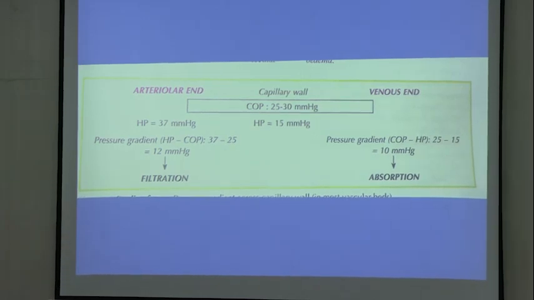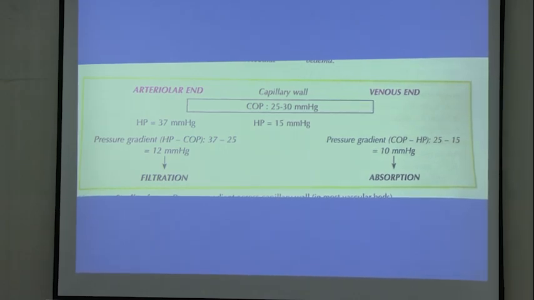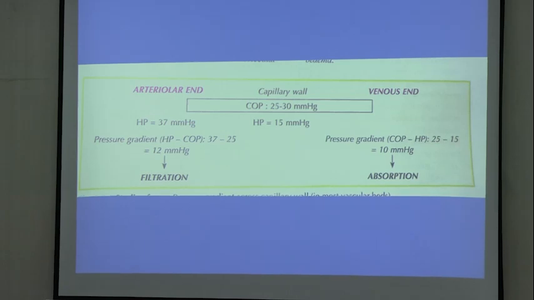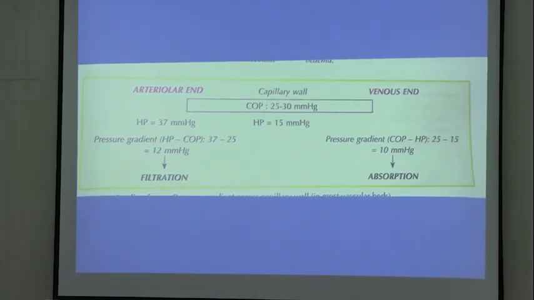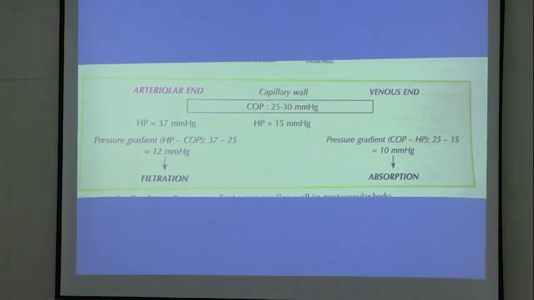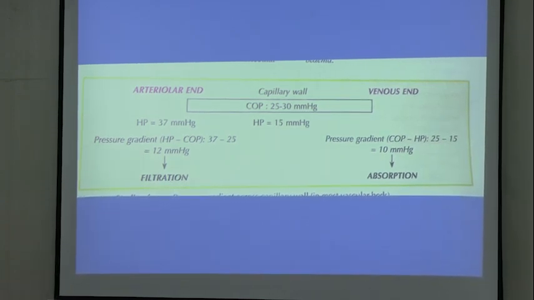But at the venous end, the osmotic pressure is the same, 25, but here the hydrostatic pressure is 15. What is the difference? 10. Now see, there is a difference in effective filtration pressure. So there will be more filtration but less absorption. Because of this, there will be accumulation of some fluid. If this continues, there will be edema. But it doesn't continue normally.